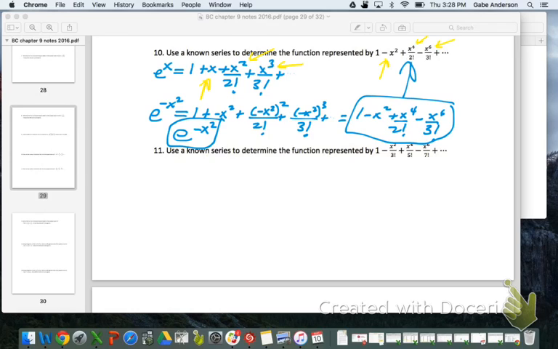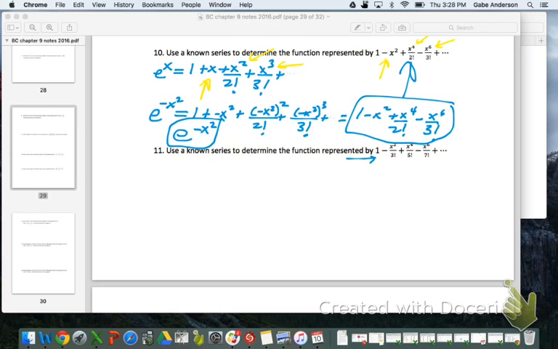Okay, let's take a look at number 11. Number 11 says use a known series to determine the function represented by that series right there. So again, we're looking for the function that is represented here. And I think your best bet is to start off by looking at your factorial pattern. What do you see?